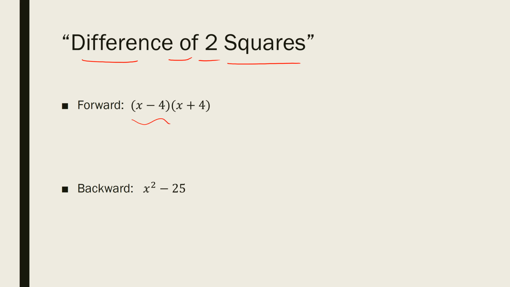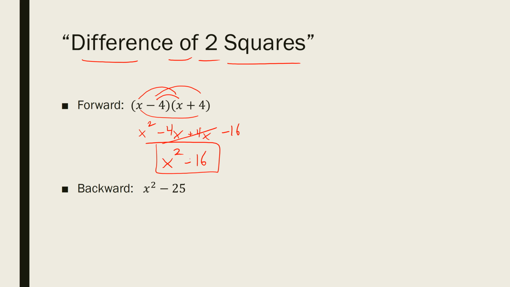Let's look at the FOIL going forward, because if we're going backward, we should know what's happening going forward. So I have x squared. What happens with my middle two terms? I have minus 4x. I have plus 4x. These cancel, right? Negative 4x plus 4x. They cancel. And then I have my last terms, minus 16. So because the middle two terms cancel, I'm left with what we call a difference of two squares. Difference because of the minus sign, squares because x squared is a perfect square, also 16 is a perfect square.